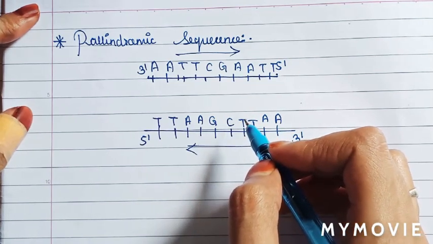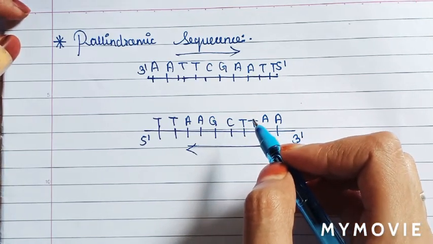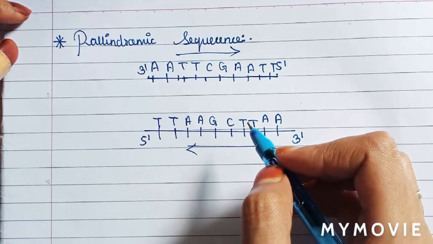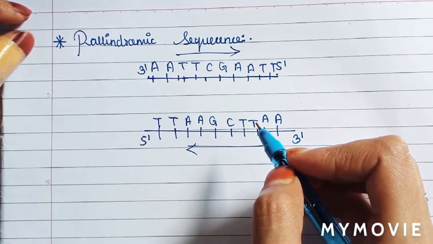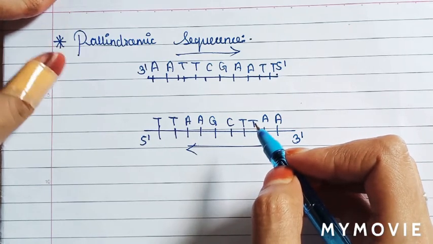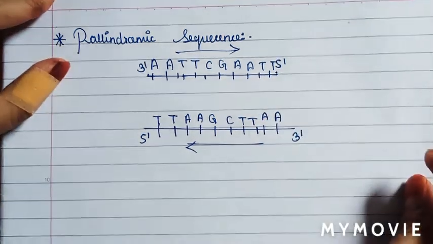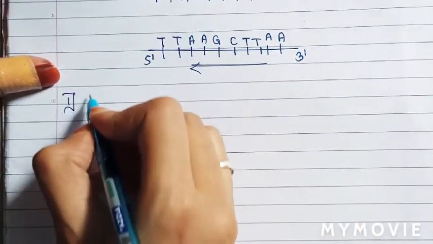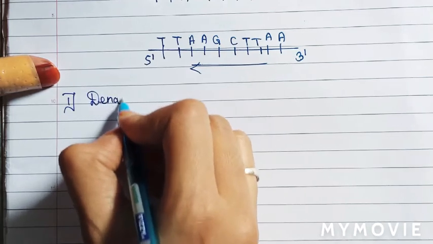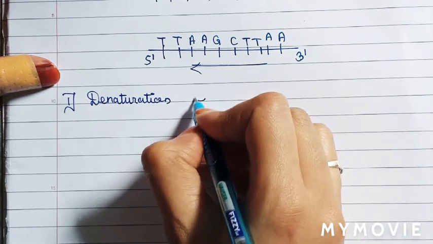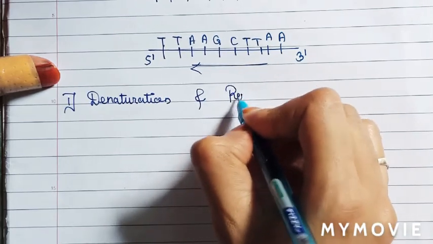So we will define this sequence. Palindromic sequences are sequences of DNA in which the nitrogenous base sequence is similar on both strands if read from the same direction. So this is the definition of palindromic sequence. Now we are going to see the denaturation and renaturation of DNA strands. So what is denaturation? First concept, denaturation and renaturation.